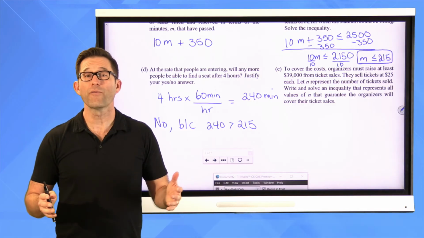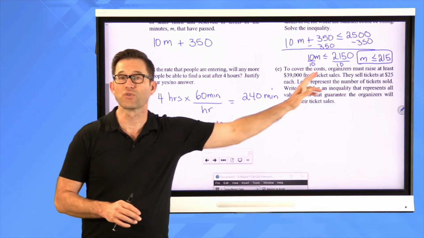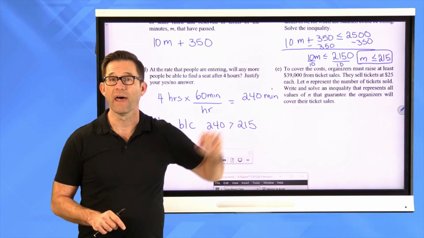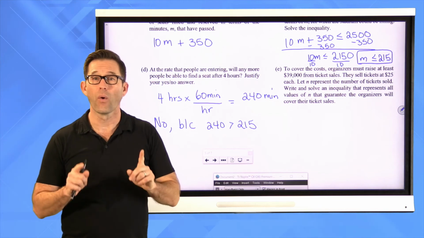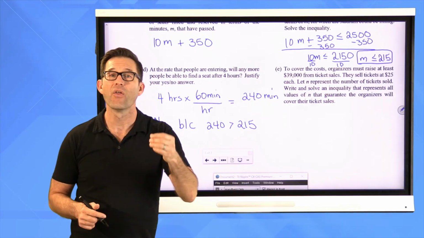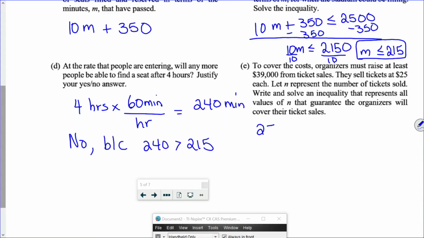First we have to talk about how much money you raise. If I take the ticket price, which is $25, and multiply it by the number of people, which is n, that has to be greater than or equal to $39,000. I have to make at least $39,000. So I simply write down the inequality: 25n ≥ 39,000. I must make at least $39,000.